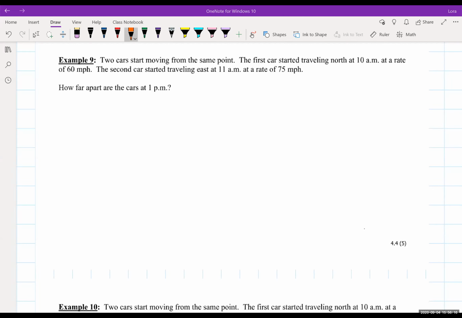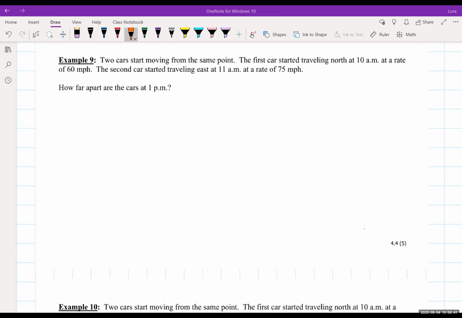Let's dive into an application of some of these radical equations or inequalities. We start off with two cars that start moving from the same point. The first car is traveling north at 10 a.m. at a rate of 60 miles per hour. The second car is traveling east at 11 a.m. at a rate of 75 miles per hour. And they want to know how far apart the cars are at 1 p.m.